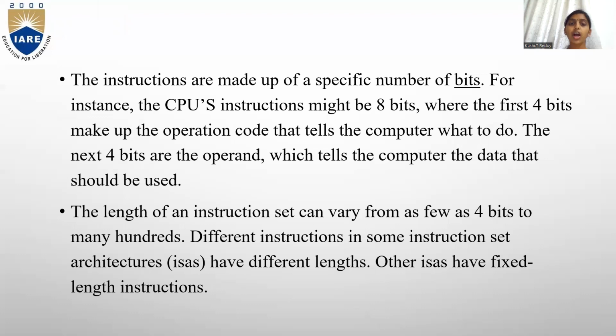The instructions are made up of a specific number of bits. For instance, the CPU's instructions might be 8 bits. As you all know, 1 byte is equal to 8 bits, where the first 4 bits make up the operation code or OP code that tells the computer what to do. The next 4 bits are the operand, which tells the computer the data that should be used. The length of an instruction can vary from as few as 4 bits to many hundreds of bits. Different instruction set architectures have different lengths, and some instruction set architectures have fixed length instructions.